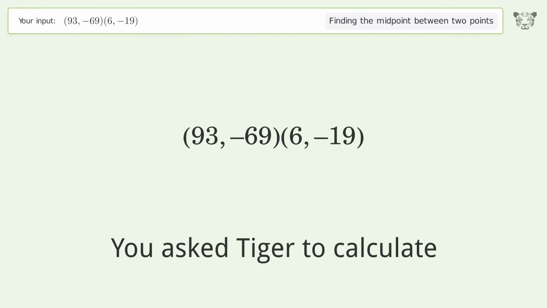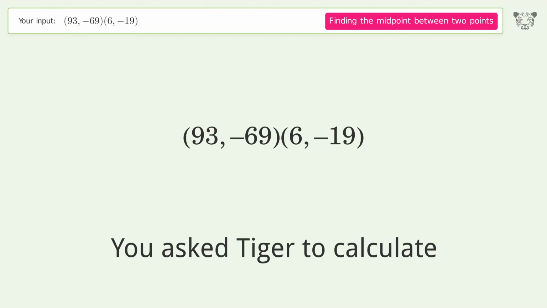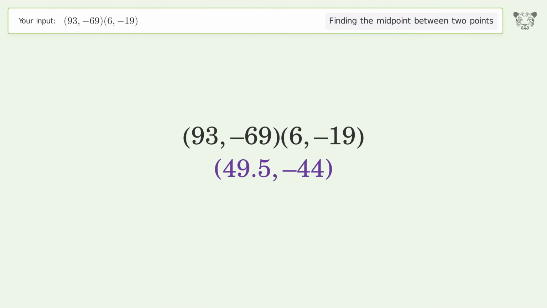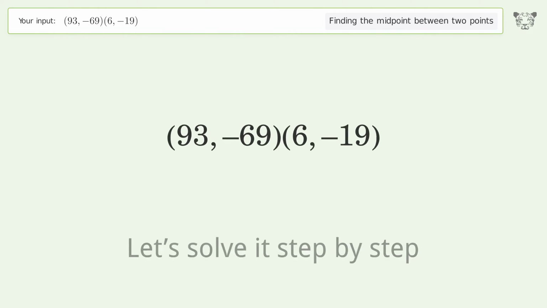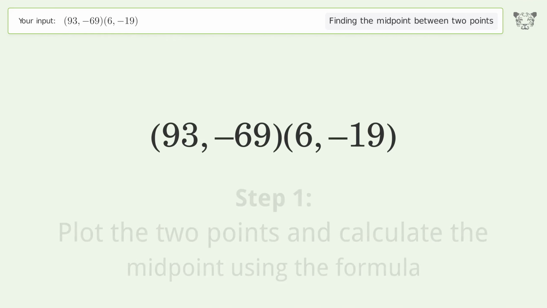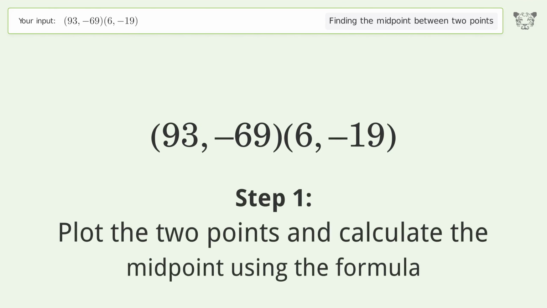You ask Tiger to calculate. This deals with finding the midpoint between 2 points. The midpoint between the 2 points is 49.5, -44. Let's solve it step by step. Plot the 2 points and calculate the midpoint using the formula.